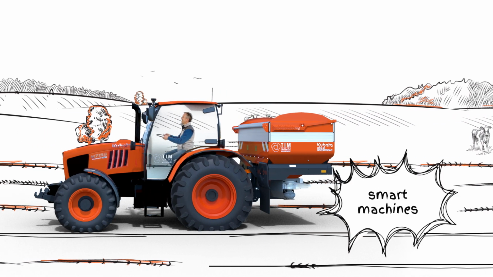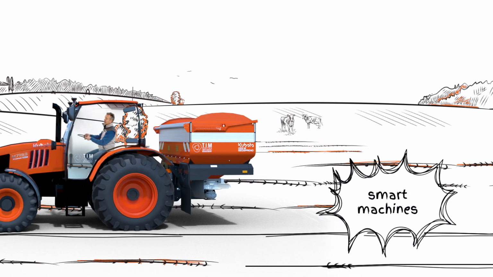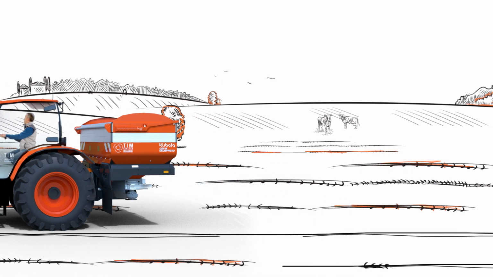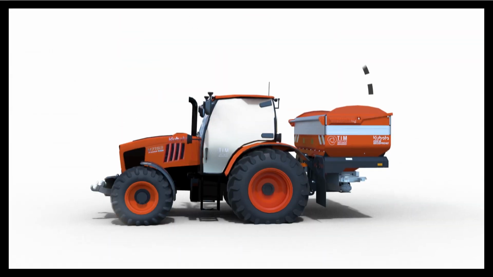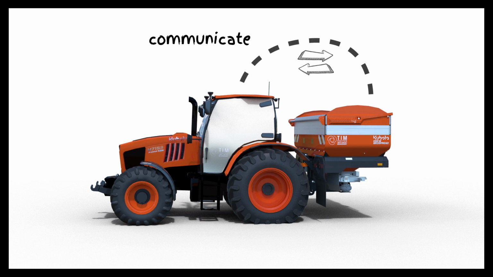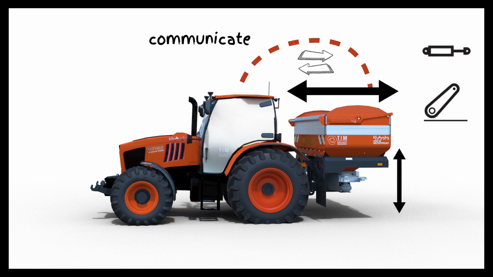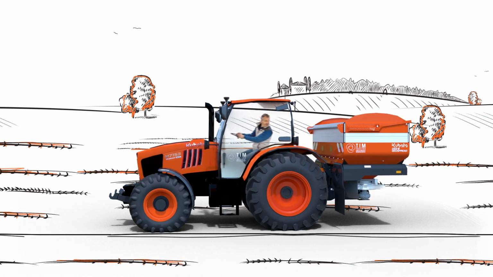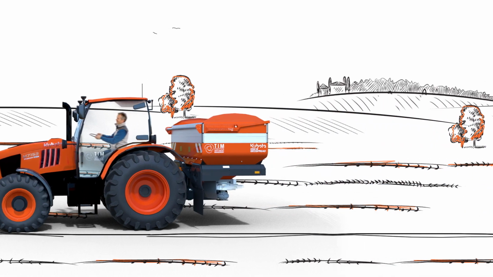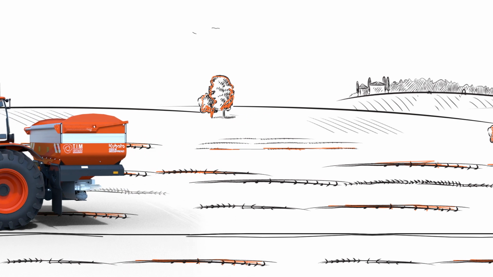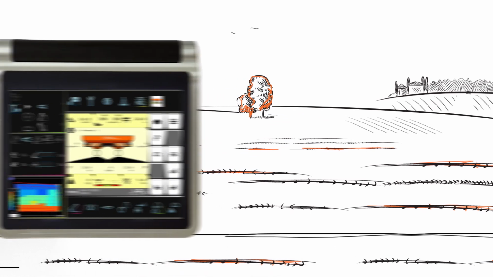But because David is a smart farmer who has chosen to work with smart machines, he can start to spread his field without worrying, because his spreader will communicate with the tractor, and as soon as any deviation from the preset position occurs, the spreader will ask the tractor to adjust the height and length of the top linkage. Then David can drive comfortably and focus on other important tasks.